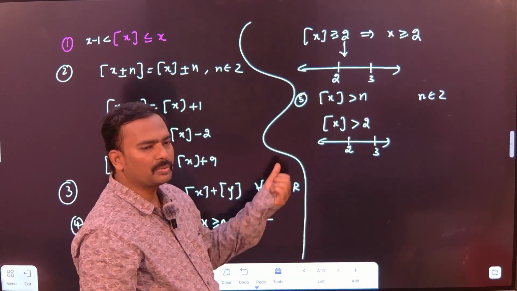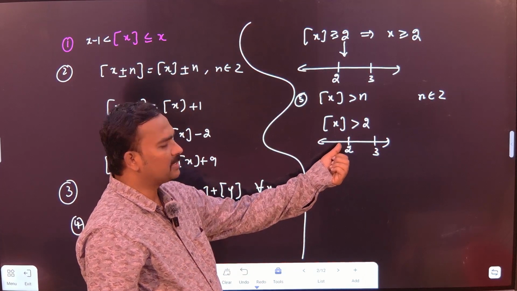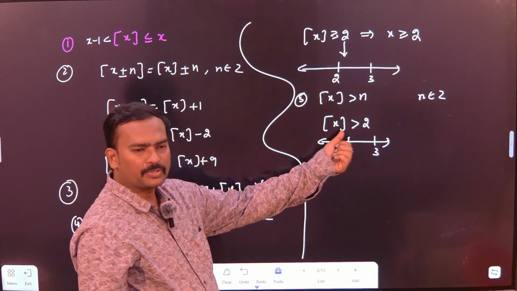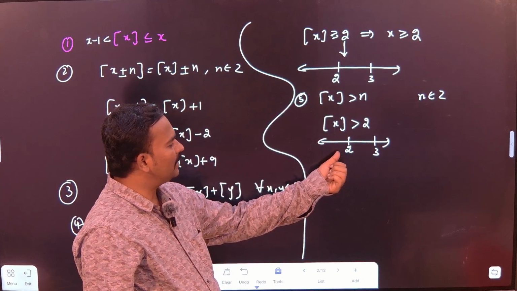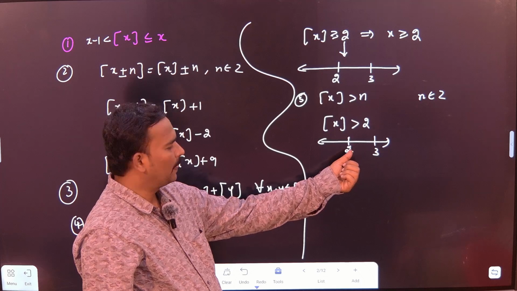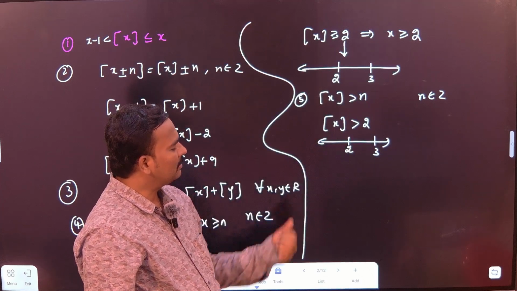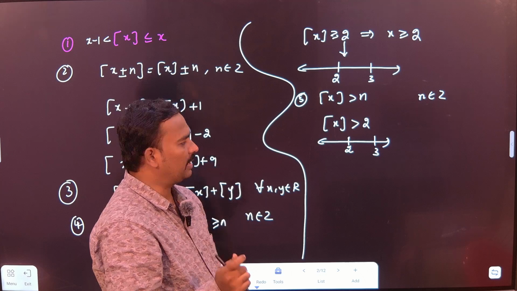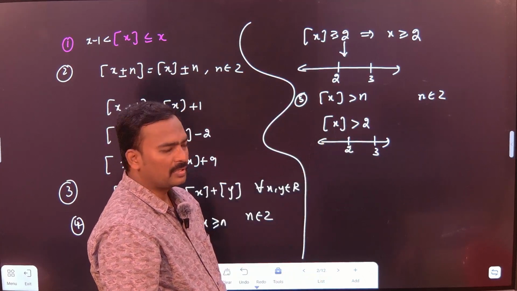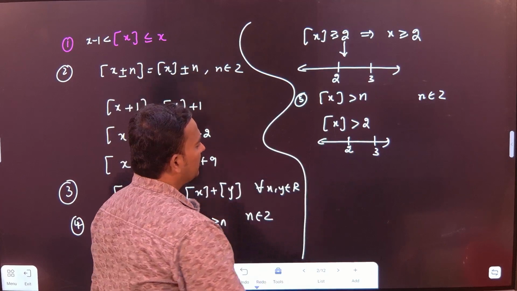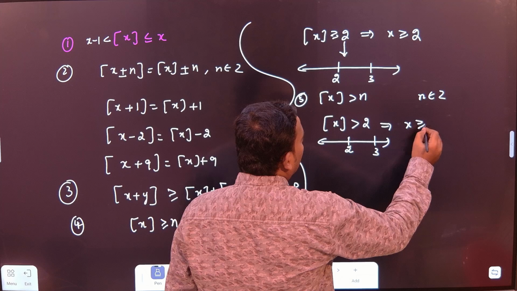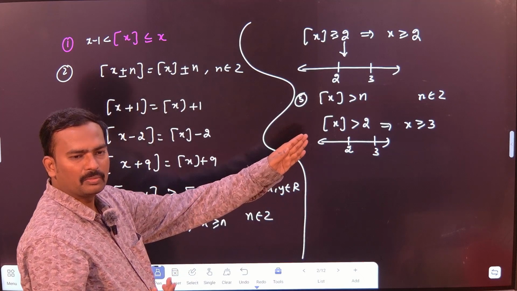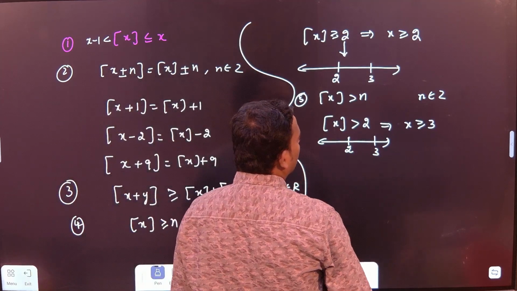So you can take 3 or more than 3. Definitely less than 2 is not possible. If I take 1.5, the greatest integer function of 1.5 is 1. So 1 is greater than 2 is not possible. Can you take between 2 and 3? What will happen if you take 2.999? The greatest integer will be 2 only. So 2 is greater than 2 is not possible. Therefore, you can start from 3. So this implies x is greater than or equal to 3. Understood? 3 is greater than 2, right?